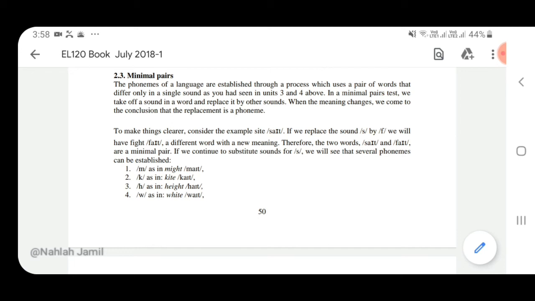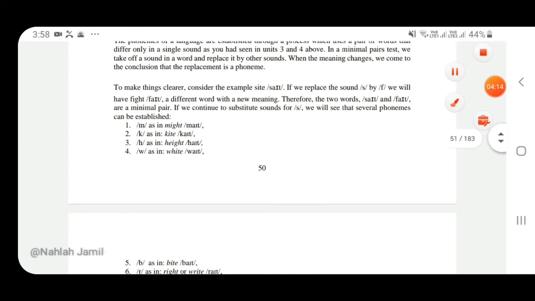So we said 3 rules. The first rule, it should have the same number of sounds in the phonetic transcription. Number 2, the change should be consistent. It should be the same either in the beginning of all the sounds, or in the middle of all the sounds, or at the end of all the sounds. The third rule, there should be change only in one sound, not in more than one sound. So that is it with minimal pairs.